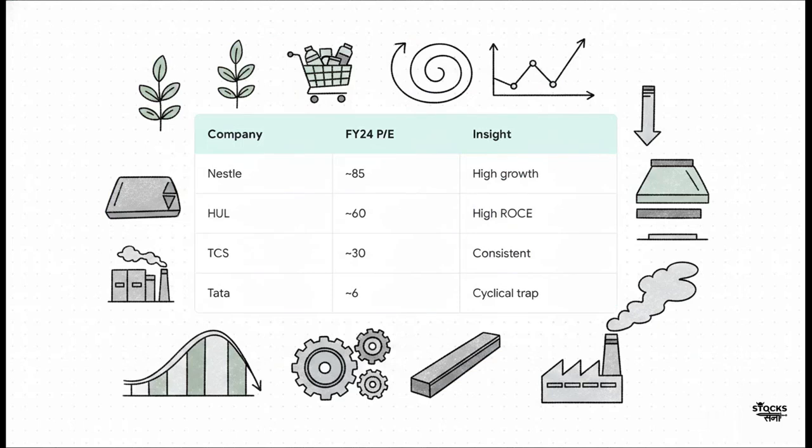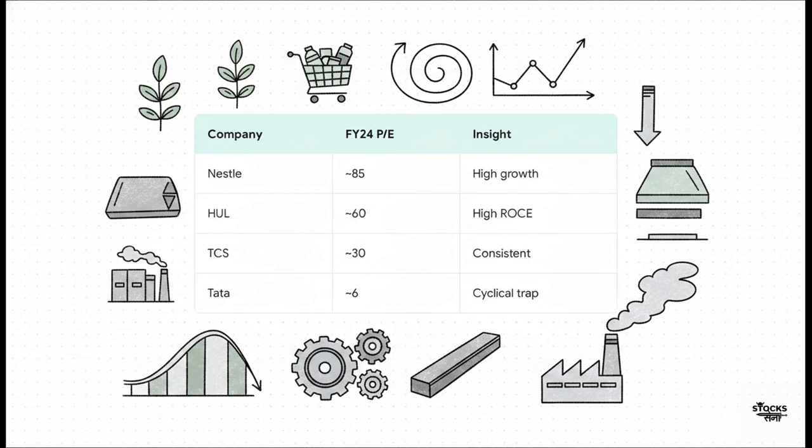Now, what's really interesting about this is seeing how it actually plays out in the Indian market. Just look at Nestle India trading at a PE of around 85. Does that mean it's 14 times more expensive than Tata Steel sitting down there at a PE of 6? No, of course not. Nestle commands that huge premium because of its incredibly high growth and quality. TCS sits comfortably at 30 because of its remarkably consistent earnings.